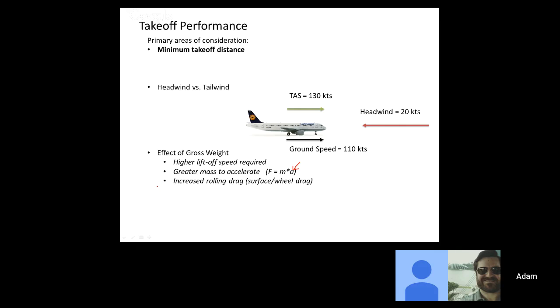The higher your weight, the higher your liftoff speed required. And if you remember back to the aerodynamics session, when you're heavier, your aircraft requires a higher angle of attack to maintain the same airspeed. So weight requires a higher true airspeed to actually take off. And then probably the least of concern is increased rolling drag. This is just the fact that your tires are made of rubber, and the heavier your airplane is, the greater rolling friction there is between the tire and the runway surface.